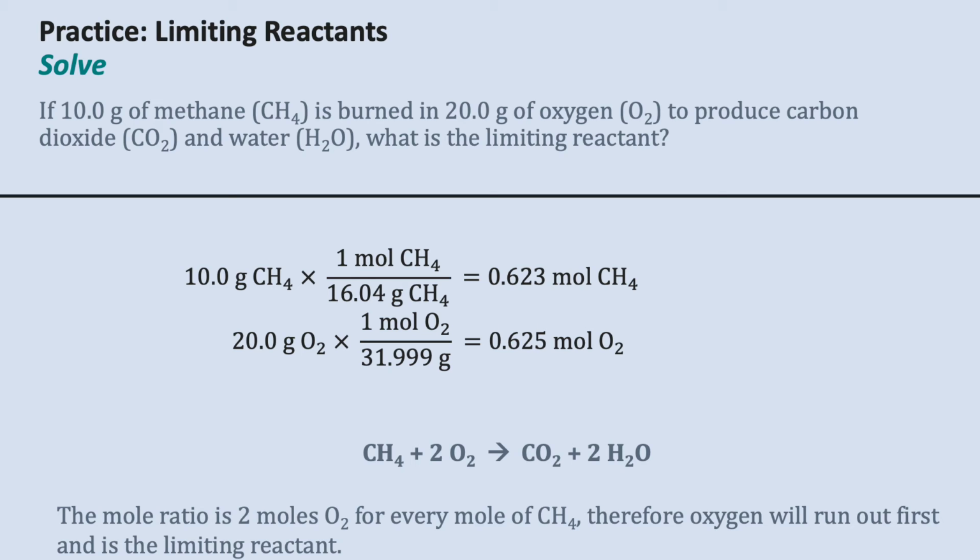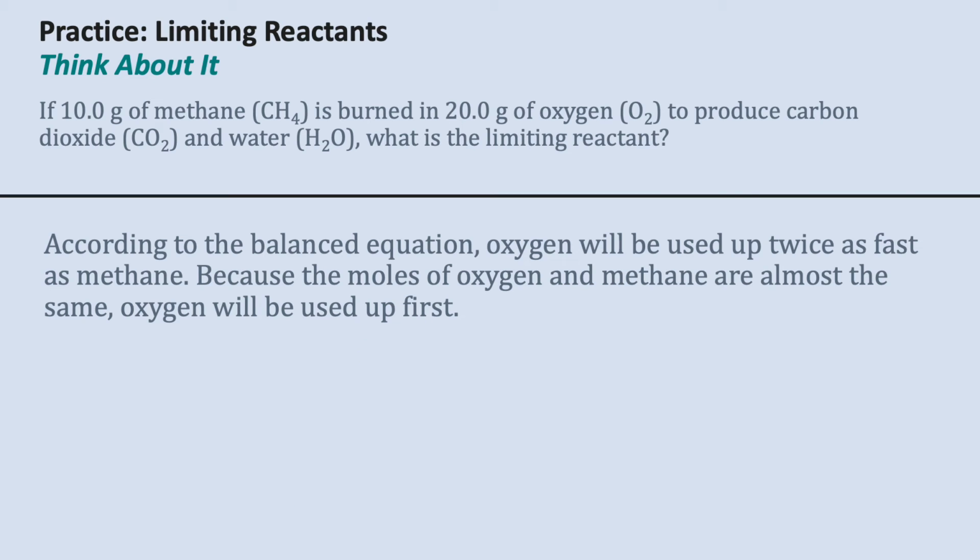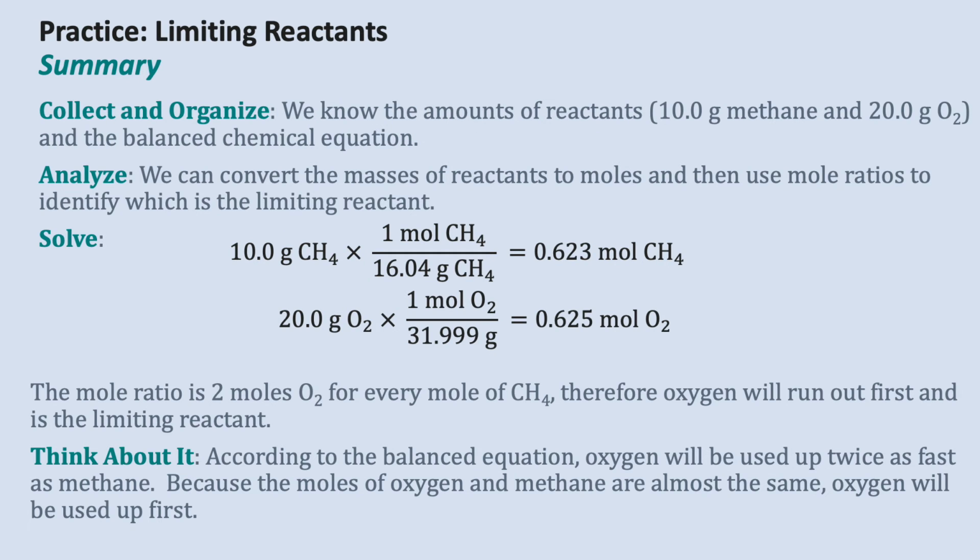Now, the way that we've set up this strategy is to take each of these mole amounts and calculate the amount of one of the products that you would make. And you should see that O2 makes the least amount of product. So we used the balanced equation and the fact that we started with the same number of moles, which frankly made it a little bit easier to reason through that the oxygen would be used up twice as fast as the CH4. Because the moles were about the same, the oxygen would be used up first. So here's the summary for this problem.